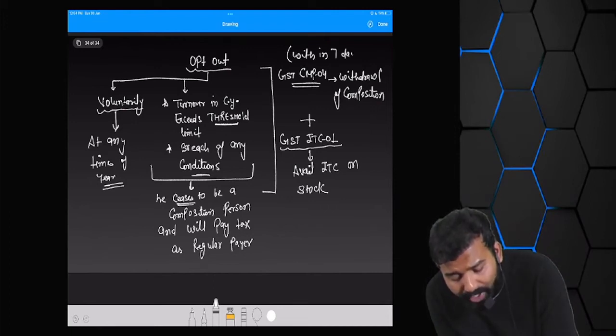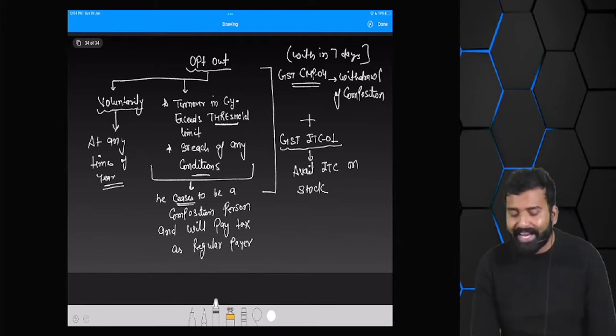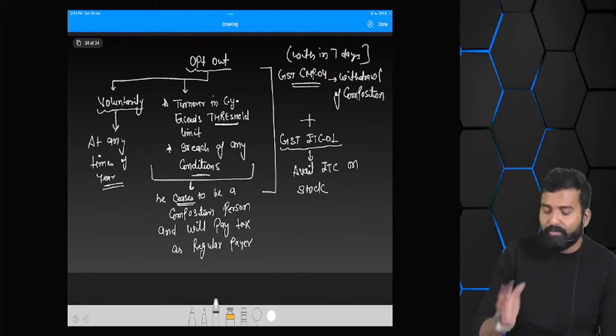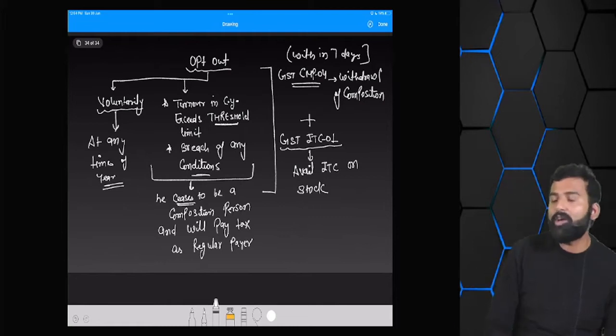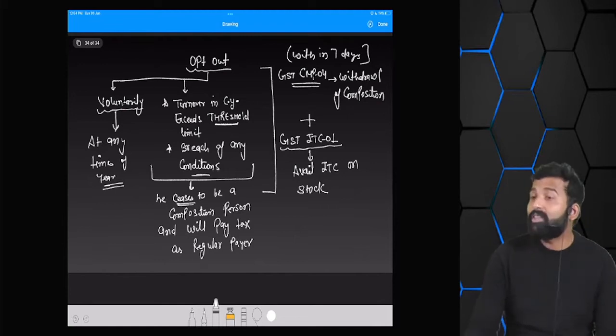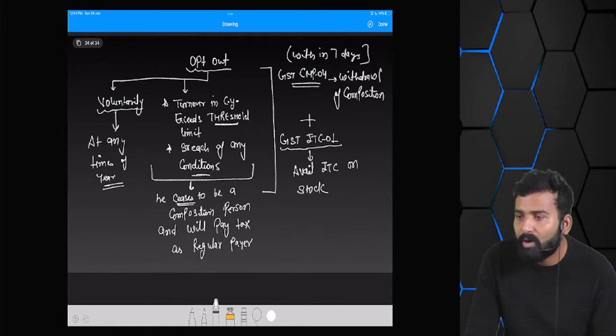If you want to quit the composition scheme and become a regular taxpayer, just file this form within 7 days for withdrawal of composition, then you will be a regular taxpayer. You also have to file ITC 01 for availing ITC on stock. So this is the procedure of opting in and opting out of the composition scheme.